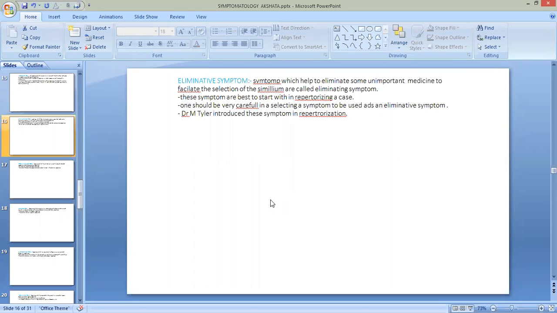So, these symptoms were introduced by Dr. Tyler in repertorization. So, remember the symptoms which help us to eliminate some unimportant medicine to facilitate the selection of simillimum. These symptoms are nothing but the eliminating symptoms.